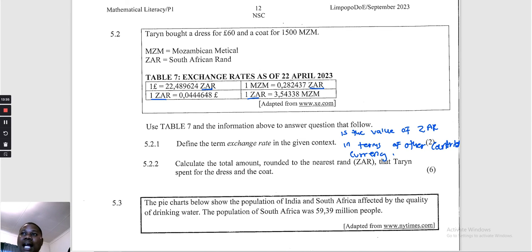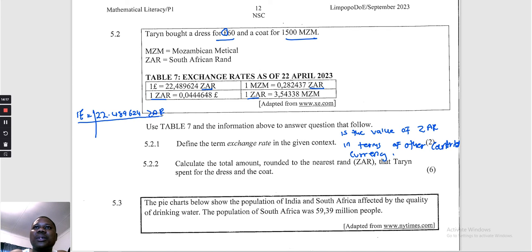Now they say, calculate the total amount rounded to the nearest ZAR that Tyrone spent for the dress and the coat. The dress was bought in pounds, and the coat was bought in the Mozambican metical. So it means now we're going to exchange everything into rand. For the dress, we are going to look at the relationship between the pound and the ZAR. So it is here, the first one. £1 is equal to 22,489624 ZAR.